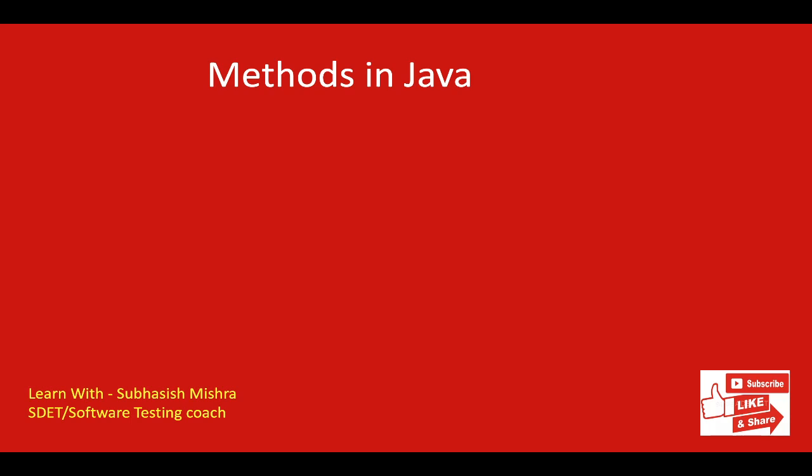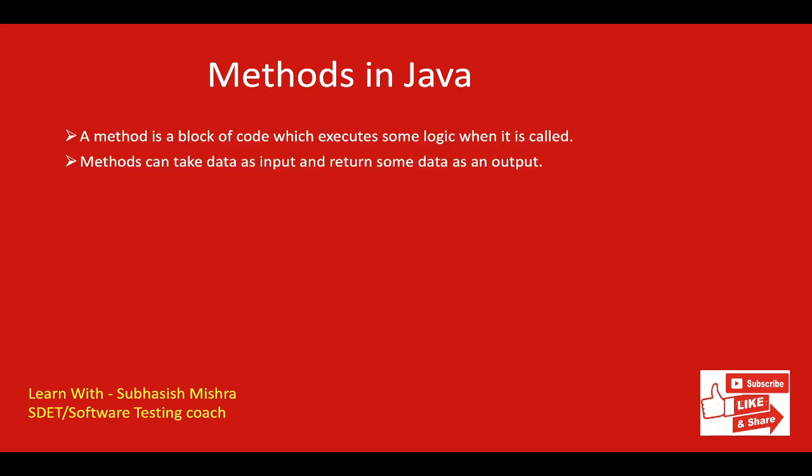Today we will learn about methods in Java. So, what is a method? A method is a block of code which executes some logic when it is called. Methods can take data as input and return some data as an output. You can pass data through a parameter into a method.